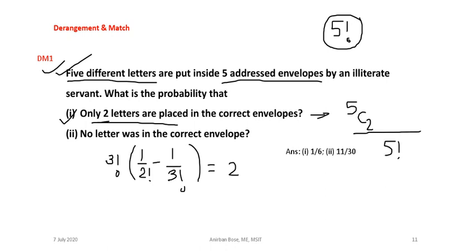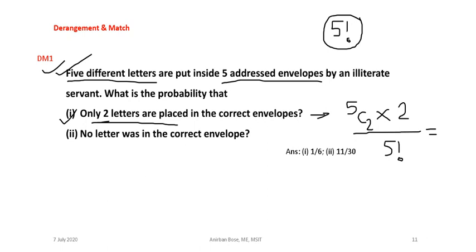5 factorial is 120, and in the numerator it will be 5C2, and the other 3 will mismatch in 2 ways. So the answer you can find out simply from here. Okay, so now come to the last part of the problem, where you have to find out the probability that no letter was in the correct envelope.